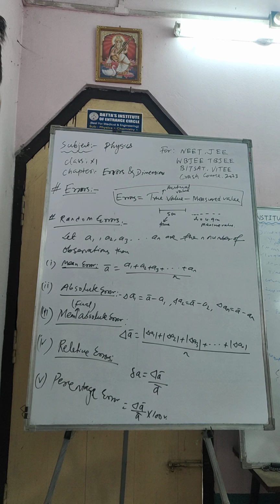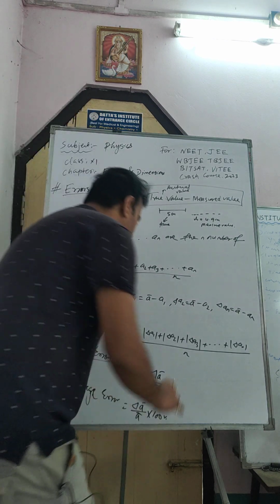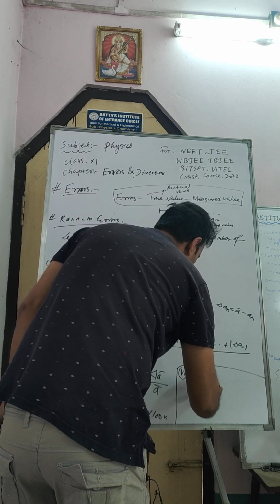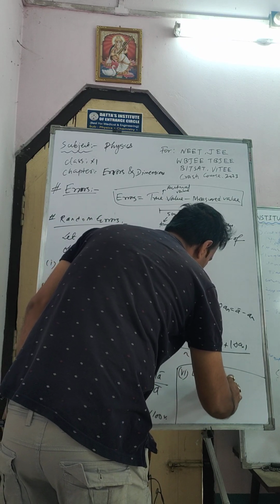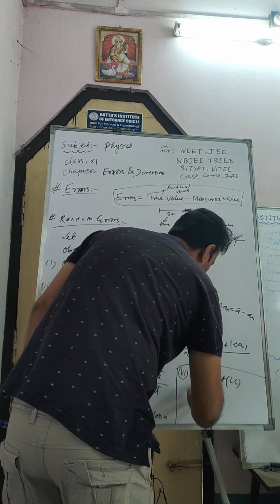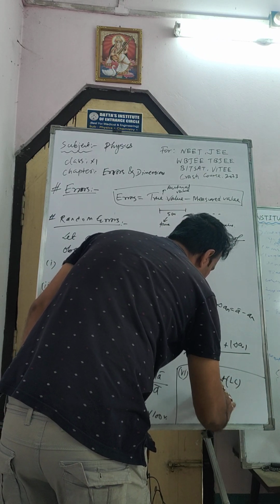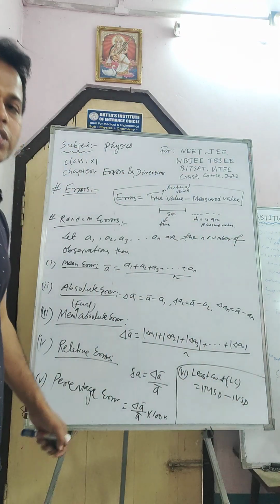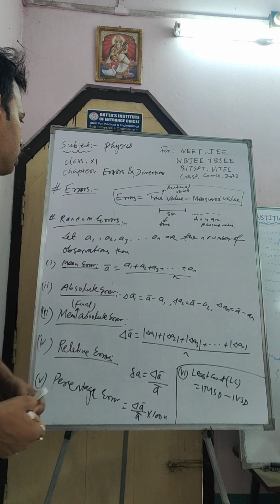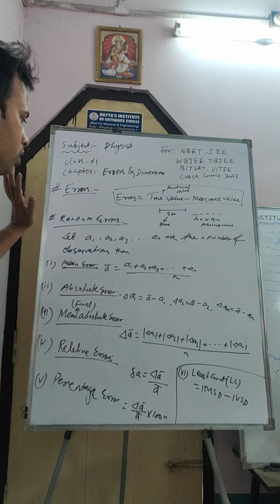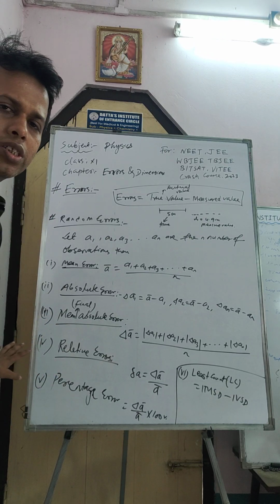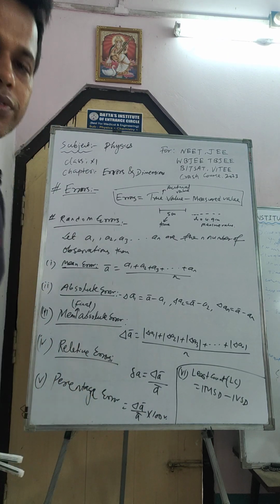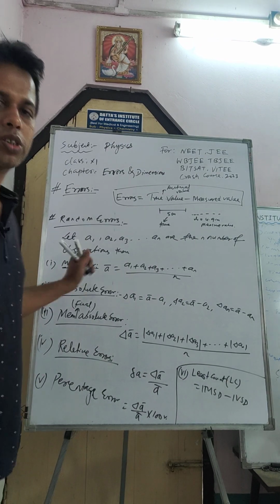Another error is there, least count. That is number 6, least count, and it is denoted by LC equal to 1 MSD minus 1 VSD, that is 1 main scale division minus 1 Vernier scale division, okay. So these are the random errors, and from these topics lots of questions came. Most of the questions came from the combination of error. So this is the formula. Now we will do some previous year questions, okay.